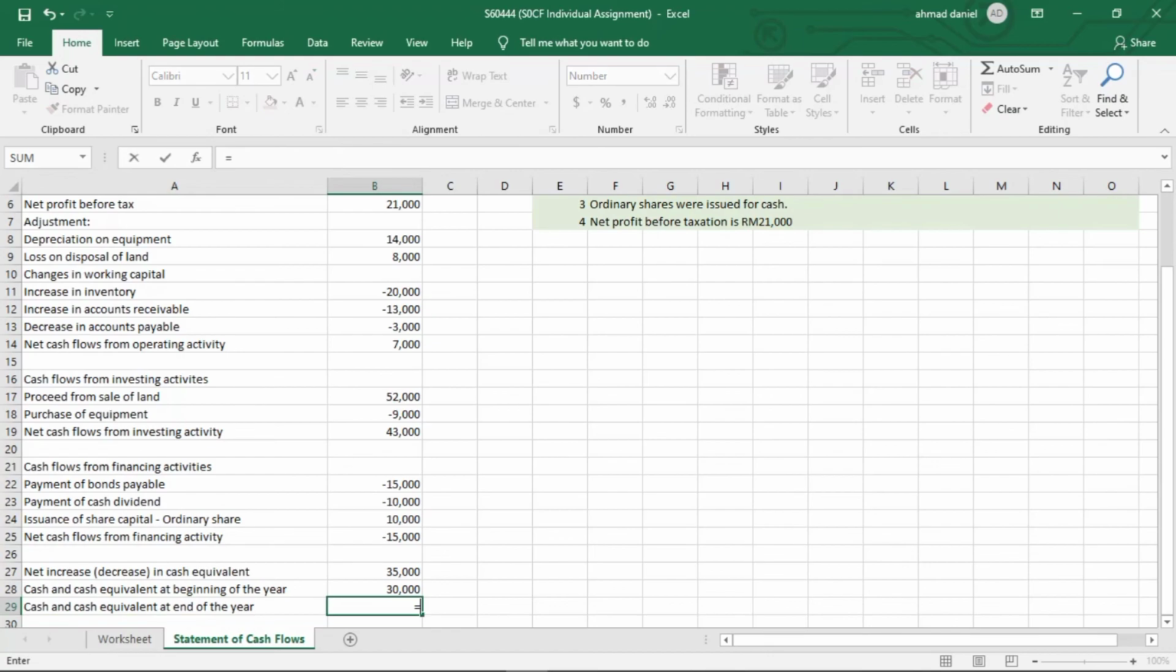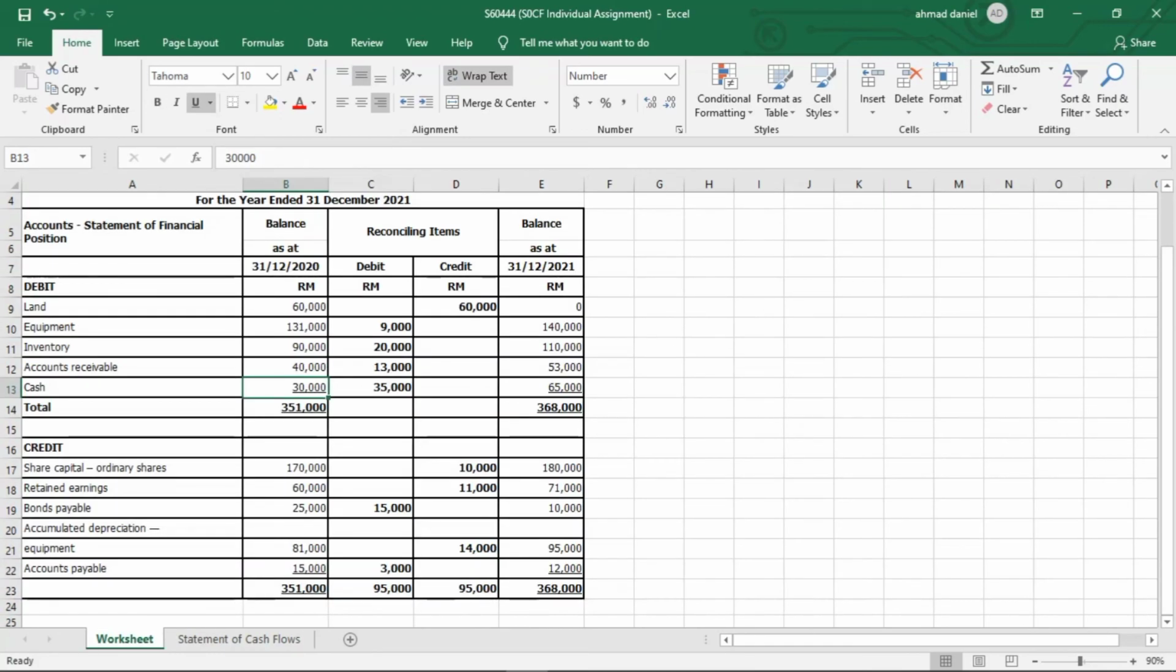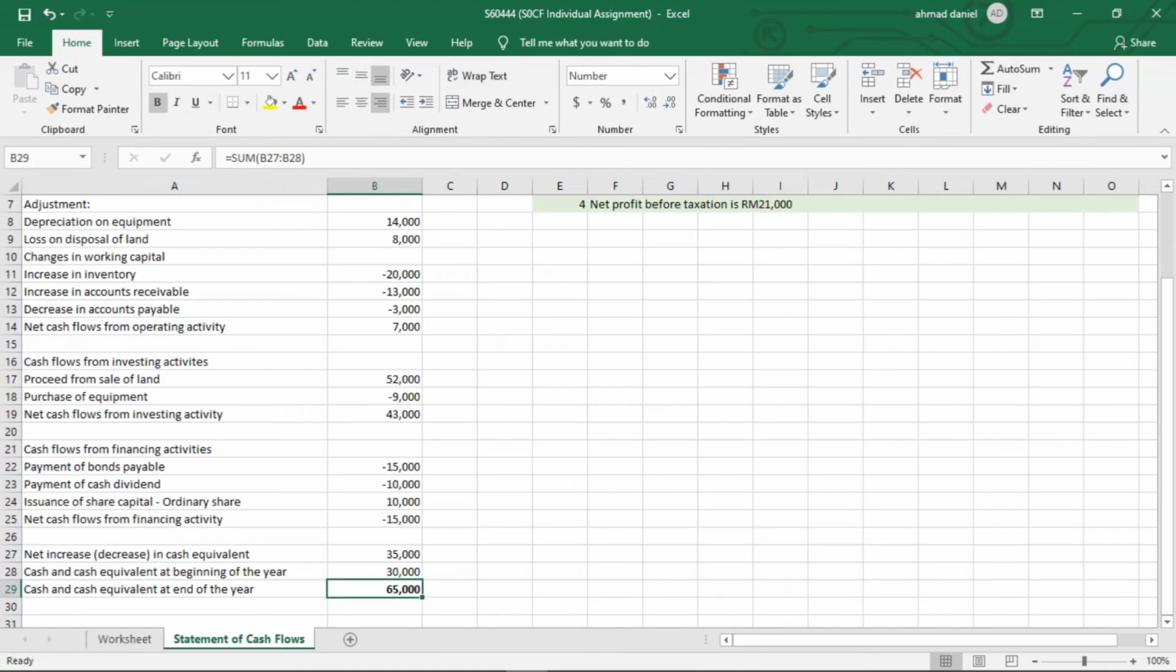To get the cash and cash equivalent at the end of the year, we sum. Then we got 65,000. To know if it's correct or not, we will take a look at this cash at the ending balance. If the amount is the same, then we're good.